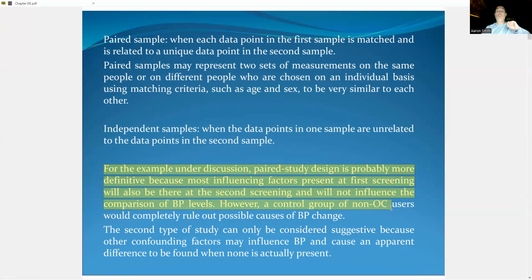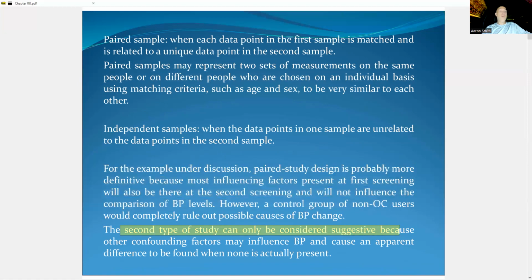However, a control group of non-oral contraceptive users would completely rule out possible causes of blood pressure changes. The second type of study can only be considered suggestive because other confounding factors may influence blood pressure and cause an apparent difference to be found when none are actually present.